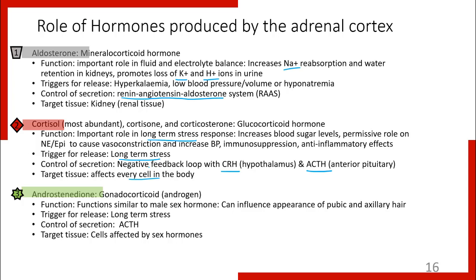And then the third type of hormone produced by the adrenal cortex are androgens that are similar in function to the male sex hormone. So an abundance or an excess of androgens in a female can influence the appearance of pubic and axillary hair in the armpits. Again, the trigger for release is long-term stress, and it's controlled by ACTH, which is released by the anterior pituitary. Androgens then can bind to receptors that are found in cells that are affected by other sex hormones.